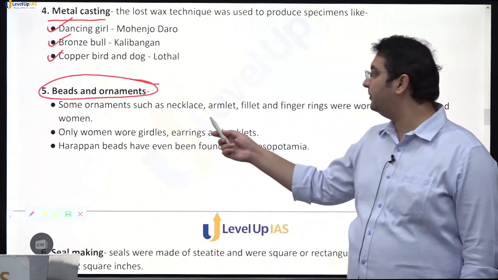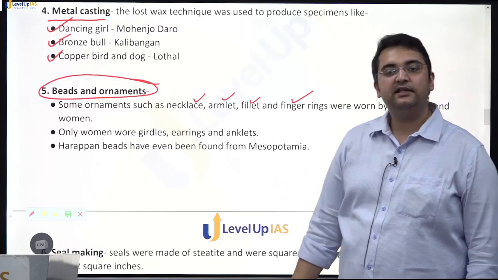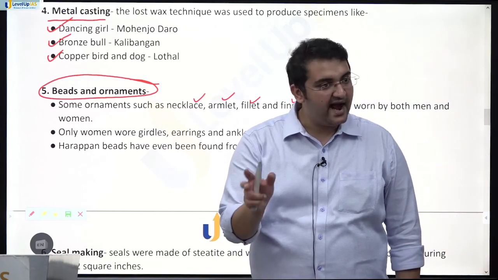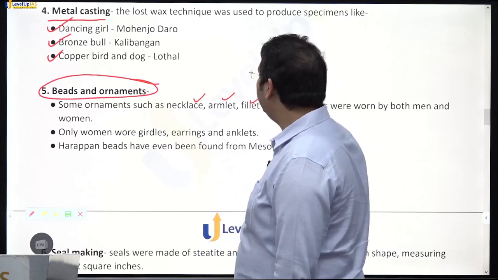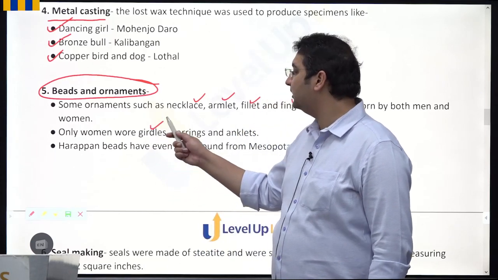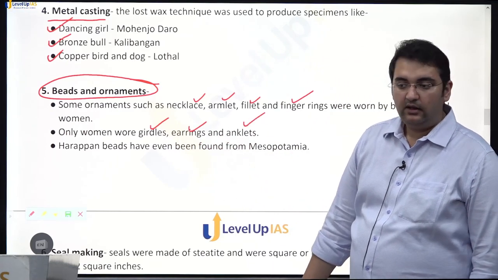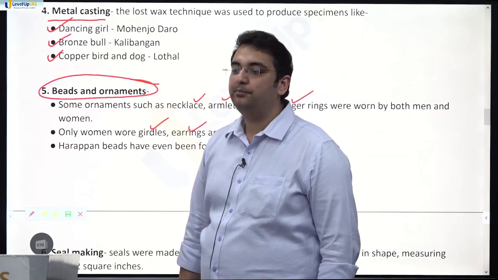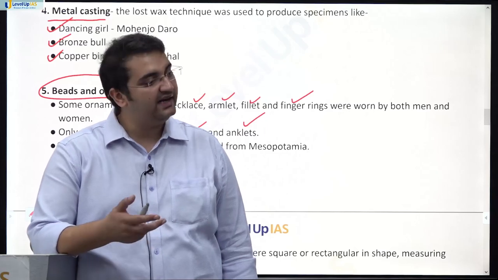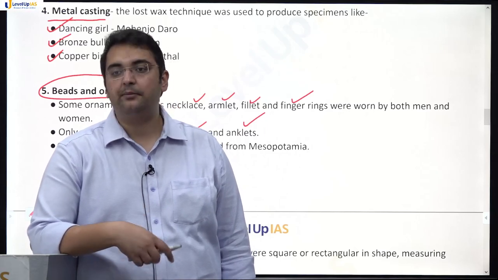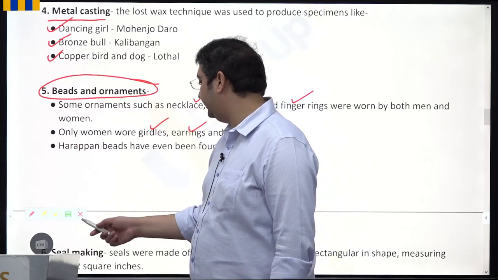So, some ornaments such as necklaces, armlets, fillets, finger rings, etc. They were worn both by men and women. But there were other articles of jewelry that were worn only by women, such as girdles, earrings, anklets, etc. Okay? Harappans used to wear ornaments made out of semi-precious stones, precious stones, corals, shells, and even terracotta, apart from a number of precious metals such as gold, silver, bronze, etc.